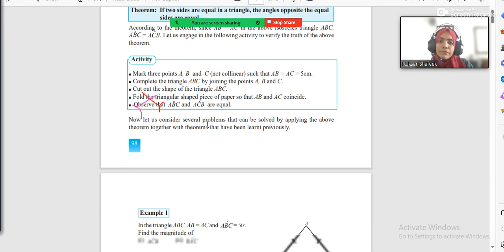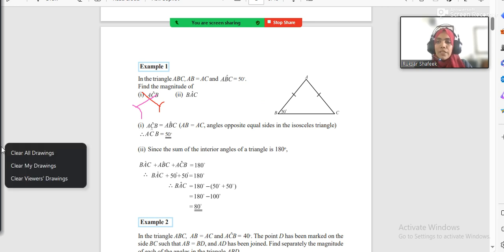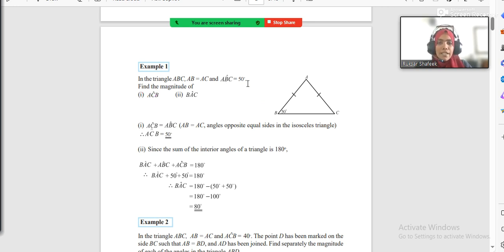So we have a few examples. Let's look into the examples one by one. Let's look into the questions as well. And in the example here, we have that in the triangle ABC, AB is equal to AC and angle ABC is equal to 50 degrees. Find the magnitude of ACB and BAC.